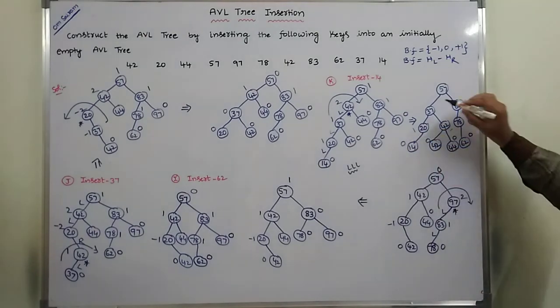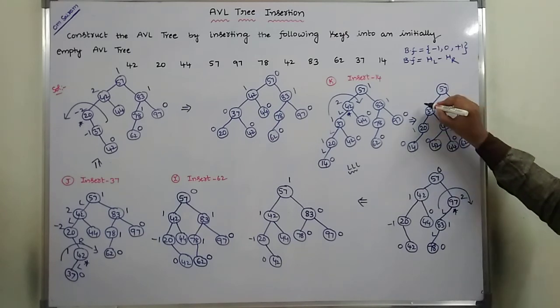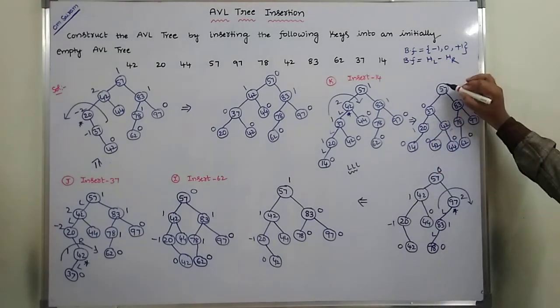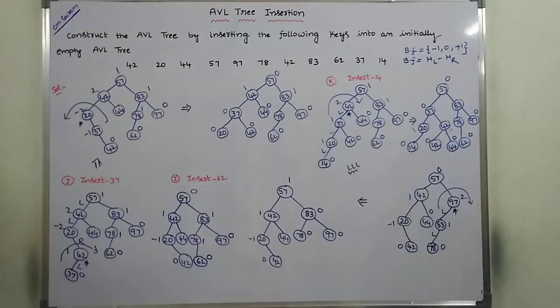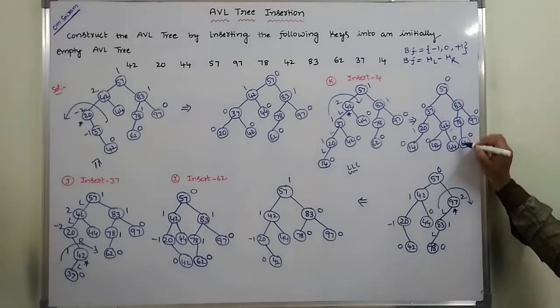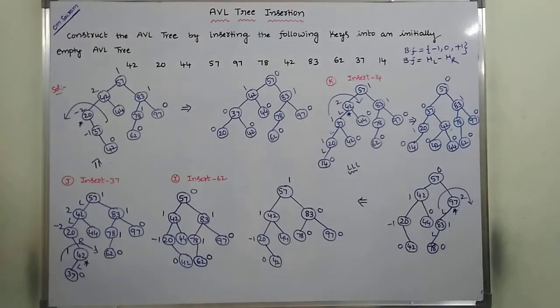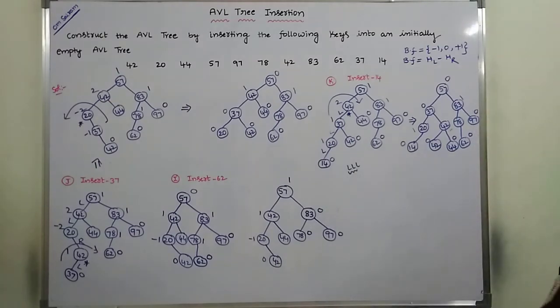Next, for this node, height of the left subtree is 2, height of the right subtree is 2, 2 minus 2, 0. For this node, height of left subtree is 3, height of right subtree is 3, 3 minus 3, that is 0. For this node, height of left subtree is 2, height of right subtree 1, 2 minus 1, that is 1. Okay. So now after inserting 14, this is the AVL tree we are getting. Okay. So now this is the final AVL tree.